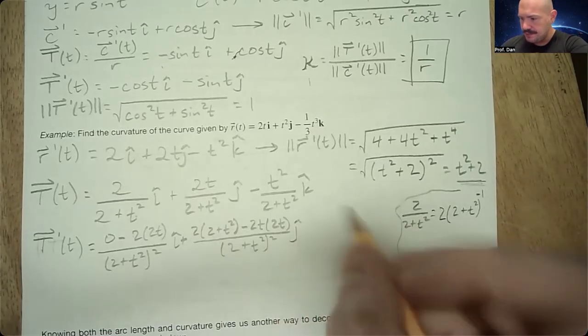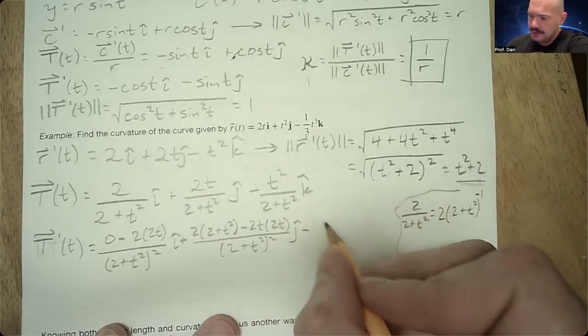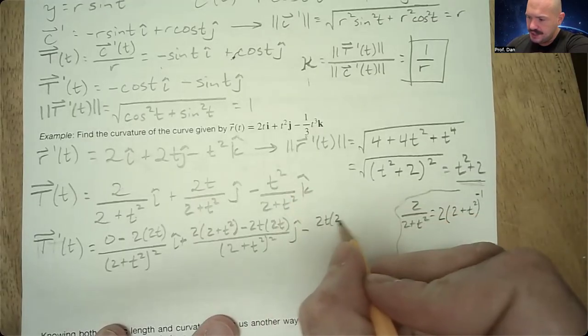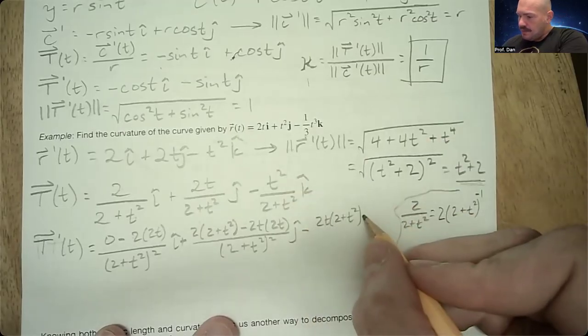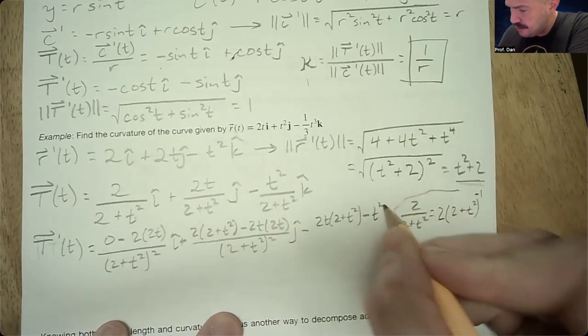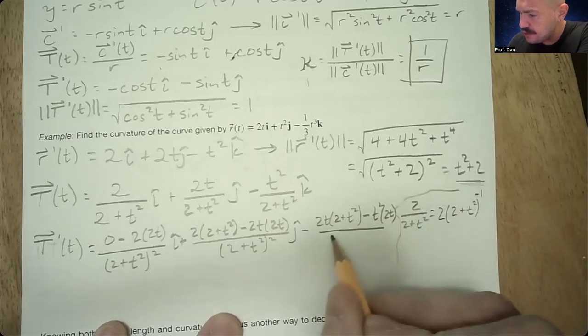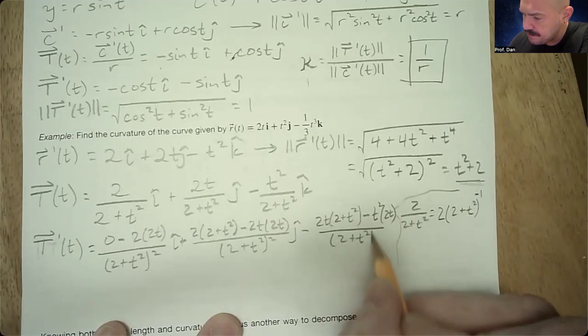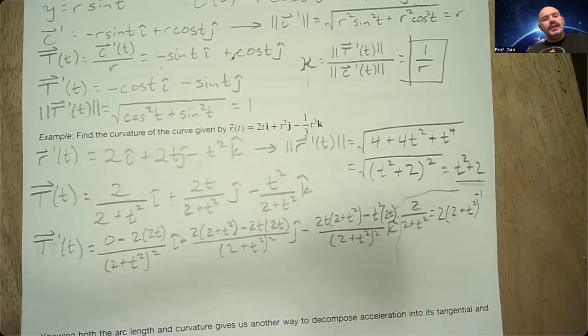That's the j component. And for the k component, we get 2t times the denominator minus t squared times derivative of the bottom all over the bottom squared. And that's our k component. So now we've got our derivative of the unit tangent vector.